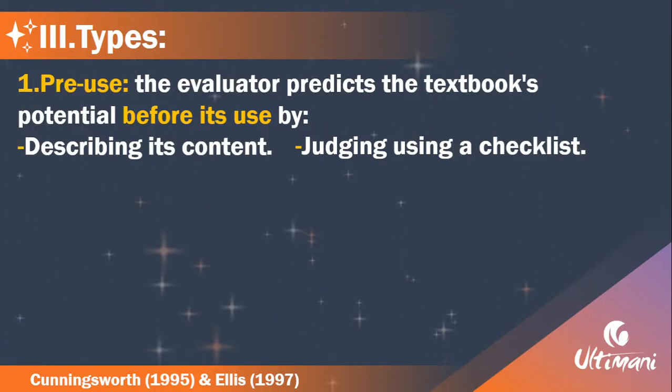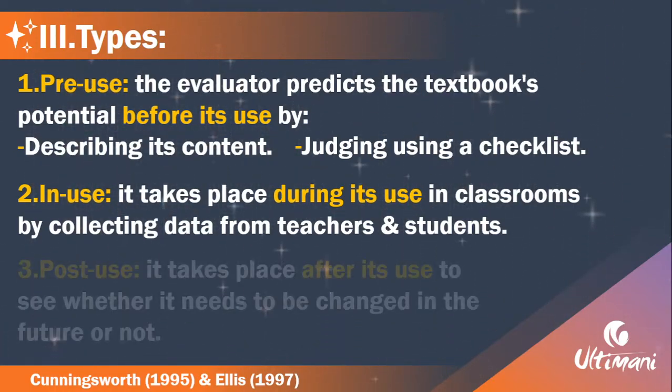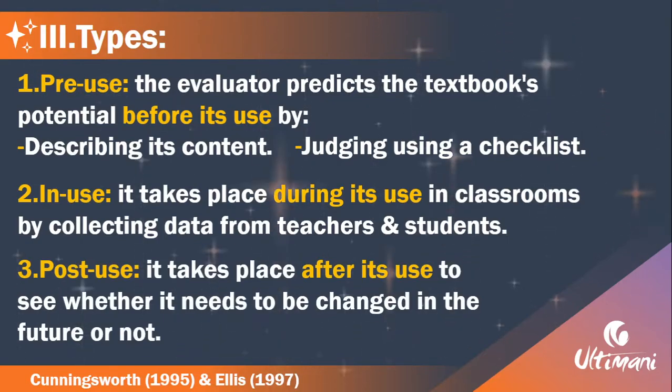The second type is the in-use evaluation. It takes place during its use, the textbook, in classrooms by collecting data from teachers and students. And the last type is a post-use evaluation, which takes place after its use to see whether it needs to be changed in the future or not.